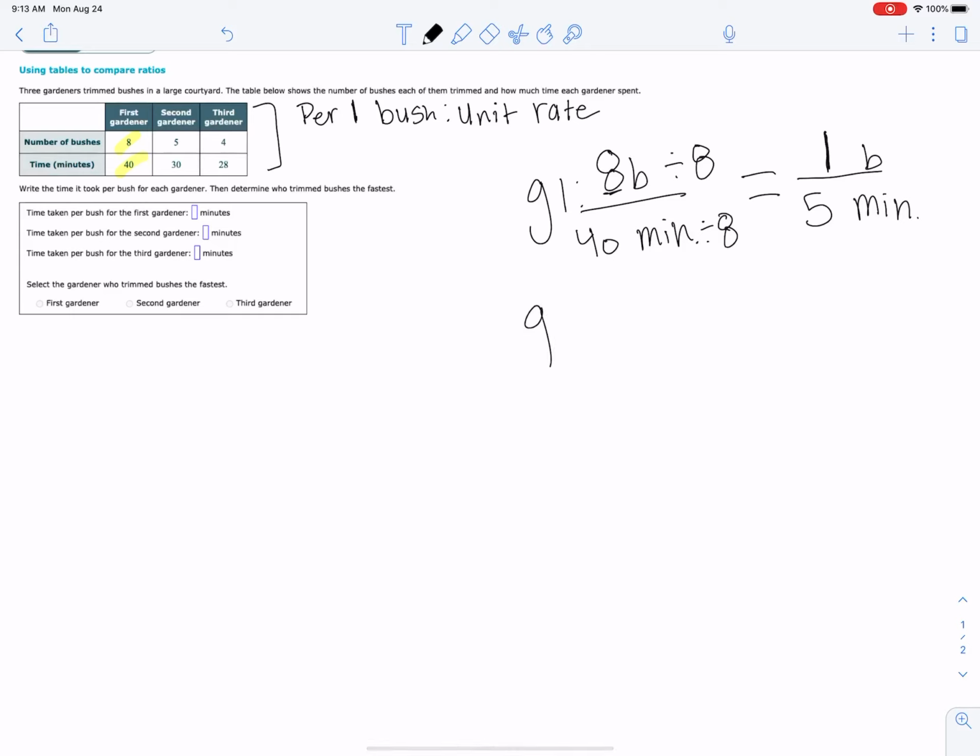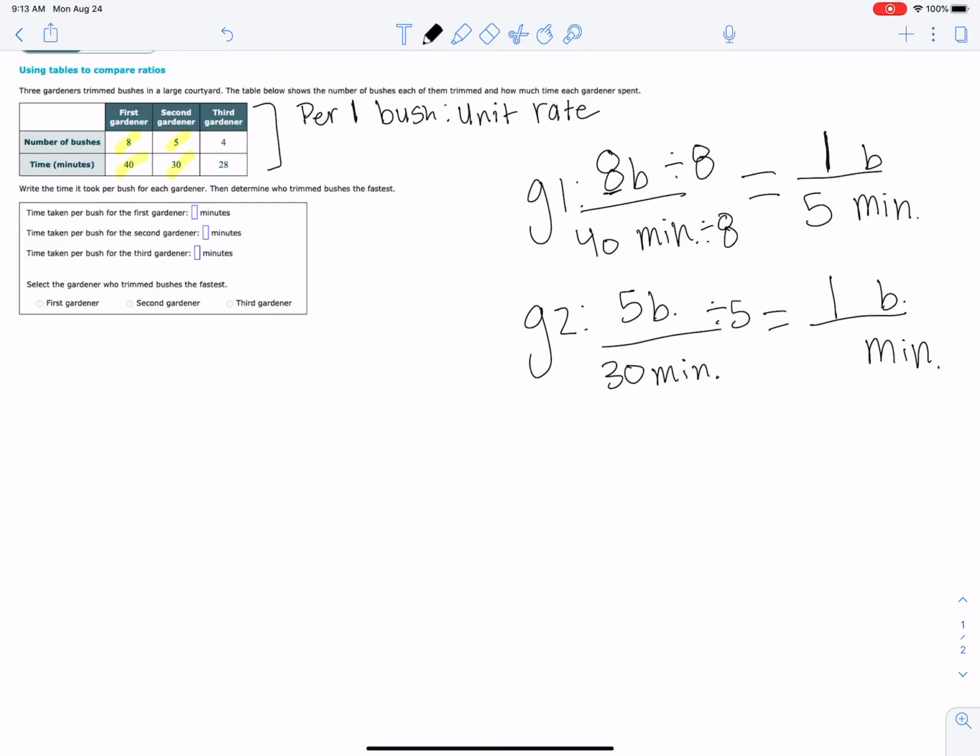Now we're going to look at gardener number 2. Gardener number 2, we can see over here on the table, trimmed 5 bushes in 30 minutes. Those are the values for our fraction. We're going to set that up. 5 bushes in 30 minutes. Line up our units. We're going to have bushes on the top, minutes on the bottom. We're looking for the minutes it took him to trim 1 bush. So we'll divide by 5. 5 divided by 5 is 1. Whatever we do on the top, we'll do on the bottom.